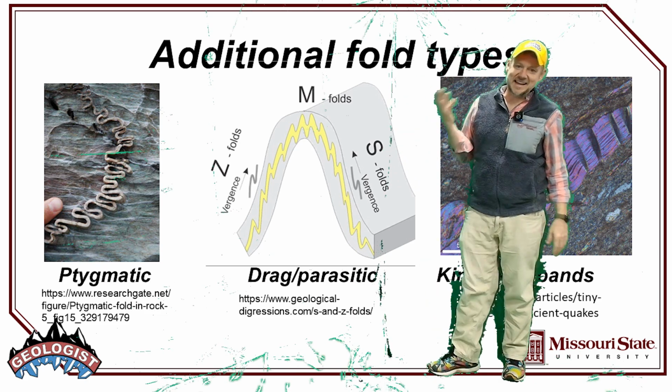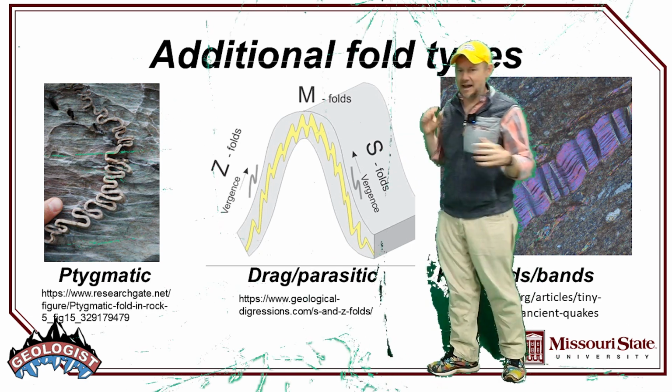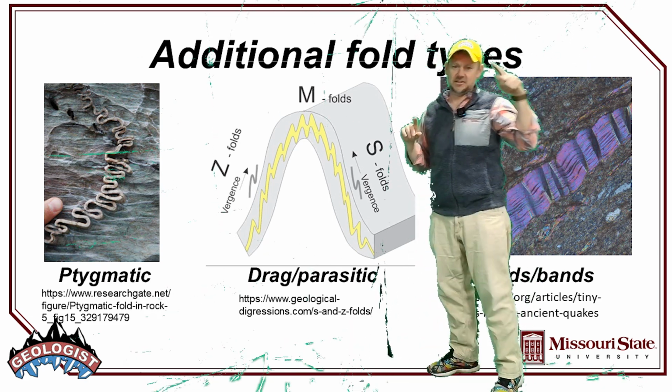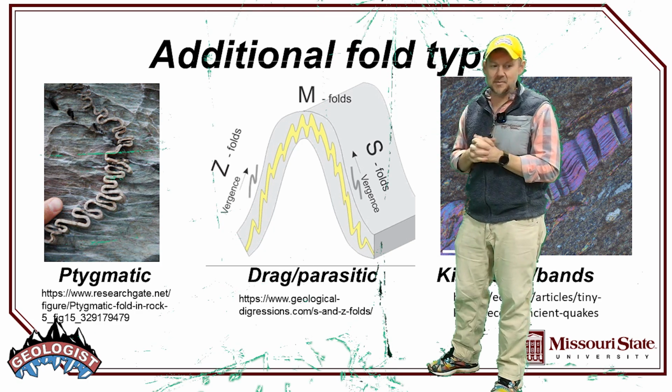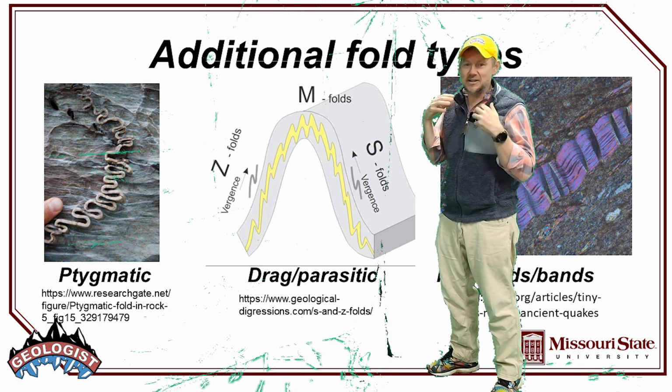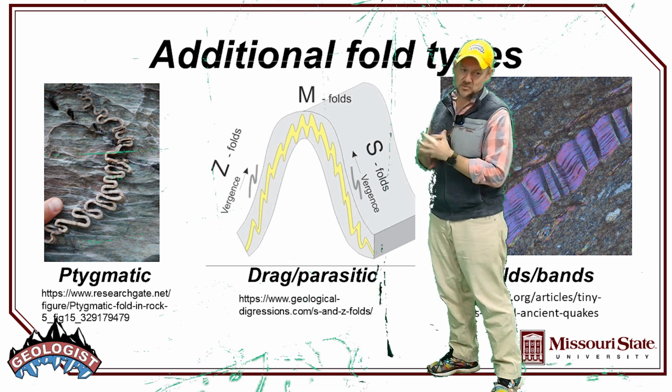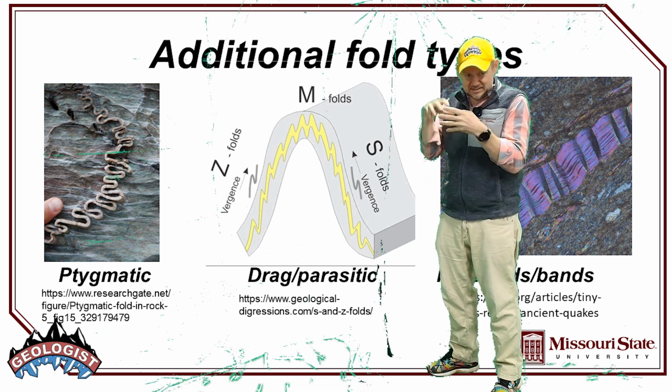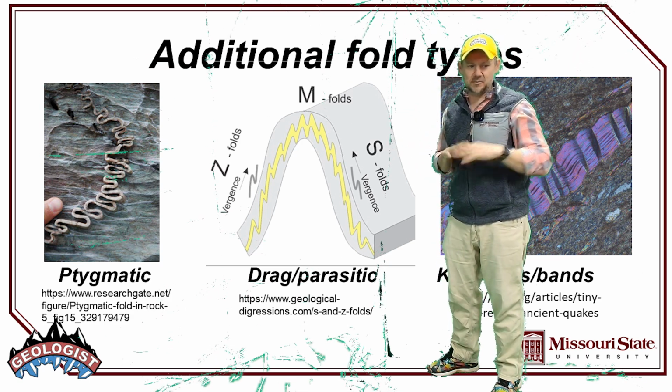All right, we have a couple other types of folds here. So these ptygmatic folds are really common in medium to high-grade metamorphic rocks, where you get these kind of really squirrely little folds, everything kind of kinked up. Those are just the small bands within metamorphic rocks that are a different strength than the rocks surrounding it. They'll deform up and make these really tight little folds called ptygmatic. You don't even pronounce the P.